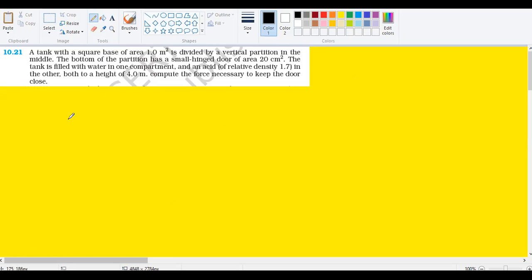Okay. A tank with a square base of area 1 meter square is divided by a vertical partition in the middle. Bottom of the partition has a small hinge door of area 20 centimeters square. The tank is filled with water in one compartment and an acid of relative density 1.7 in the other, both to a height of 4 meters. Compute the force necessary to keep the door closed.